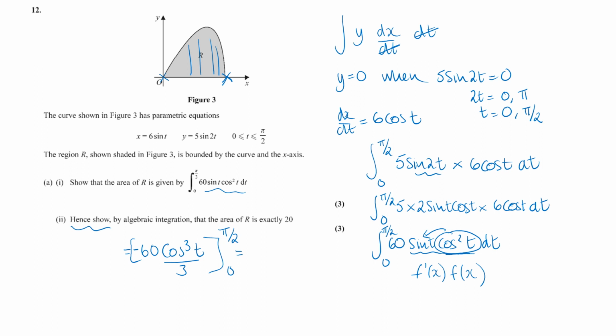So when t is pi by 2, which is 90, cos of 90 is 0. So the first limit going in is going to give us 0. The second limit, when t is 0, cos of 0 is going to be 1. The 60 and the 3 can cancel and just give me 20. So it's just going to be minus 20 there. And then the 2 minuses is going to give me plus 20 as required.